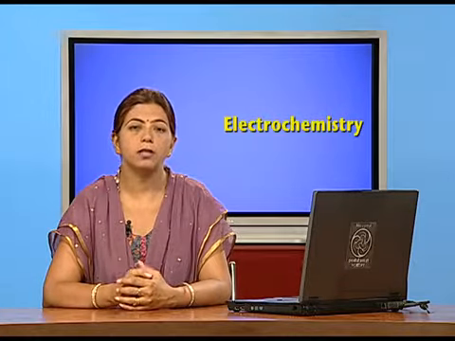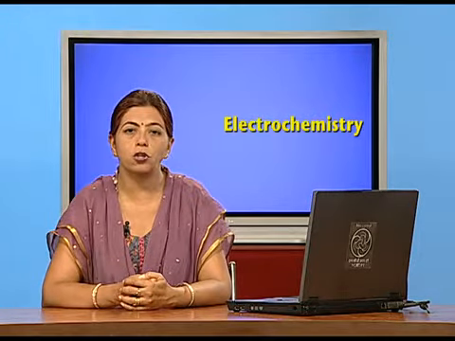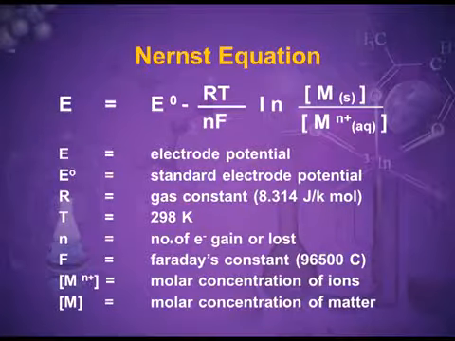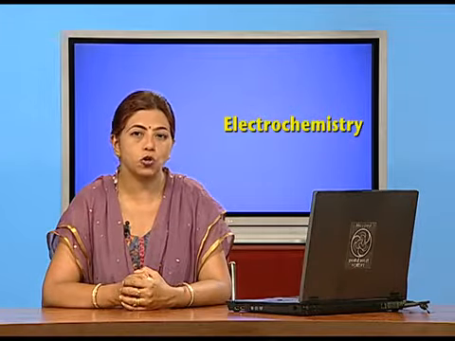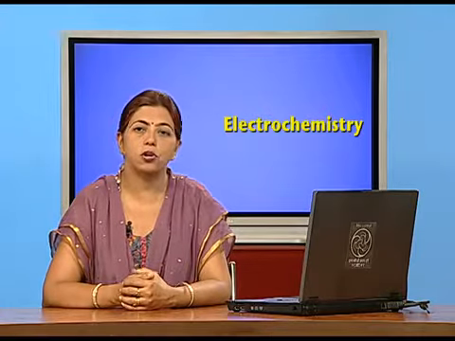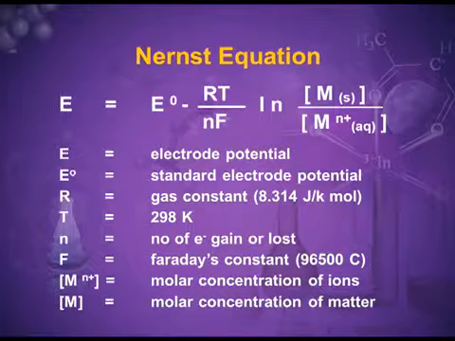Small n is the number of electrons lost or gained in the redox reaction. F is Faraday's constant and its value which is to be used is 96500 coulombs. The concentration of M solid means the concentration of the reduced state, and the concentration of M n plus means the concentration of the oxidized ions or the oxidized state.